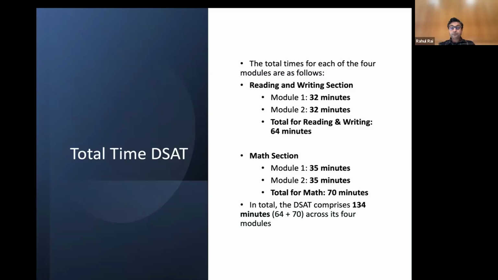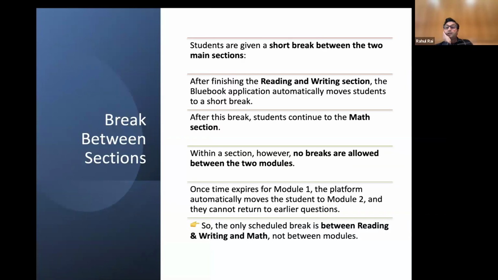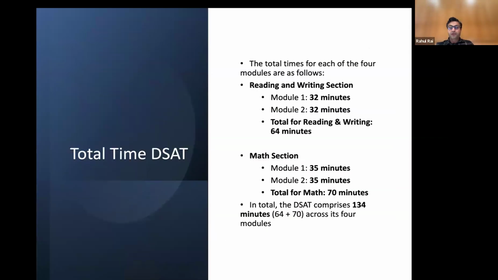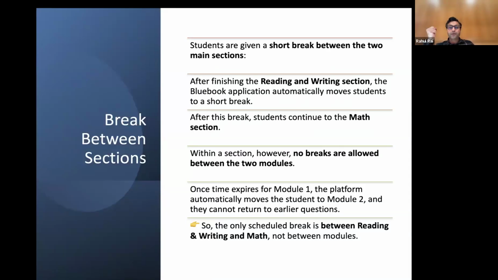Okay. Now, when you're taking the test, you are given a short break between the two main sections. You will typically start with the reading and writing section, and you will get module 1, and immediately once you have finished it, you will get module 2, and in between there will be no break. Once you finish module 2, after that initial 64 minutes, you will get a 10-minute break, and you can use that break to use the restroom, drink water, or get some fresh air, walk, come back relaxed, and be ready for the second section.